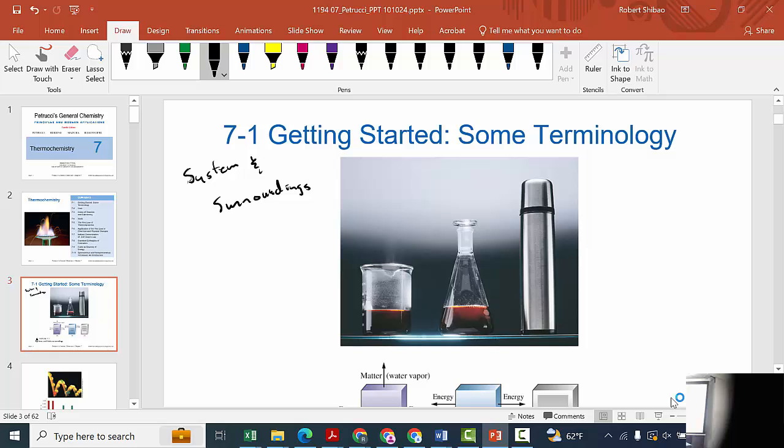The system is whatever you're studying. System is the object or process of interest. An object could be like a bar of gold. A process could be either physical change or chemical change.